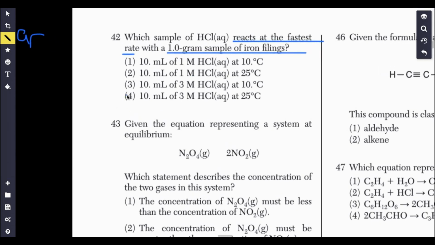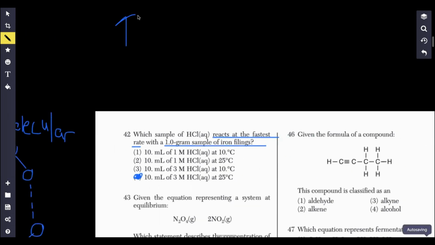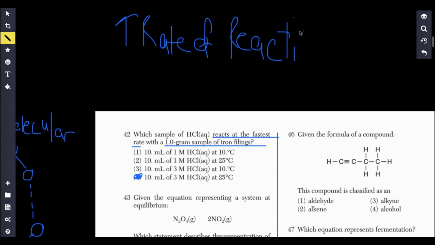Okay. This should be answer choice number 4. You should know the things that increase the rate of the reaction. Right, rate of reaction, this kind of just represents, to put it simply, how fast the reaction goes, right? And you can actually do stuff to speed up the reaction.